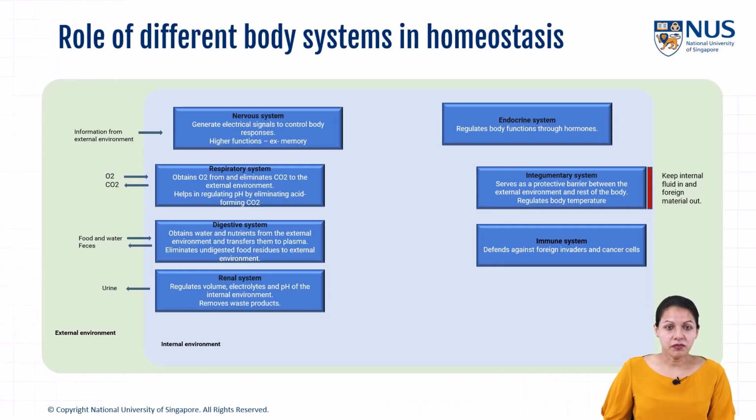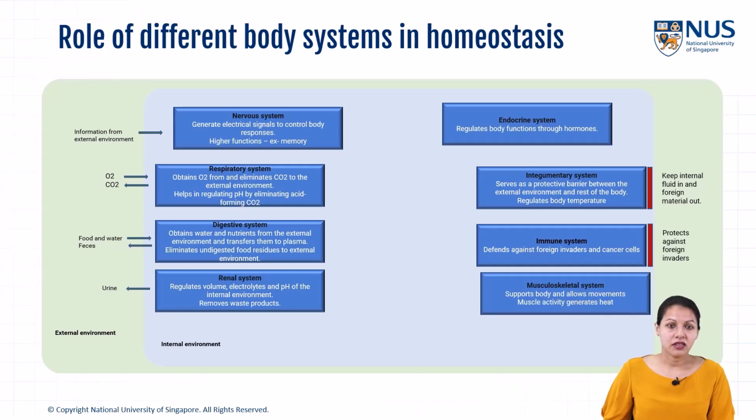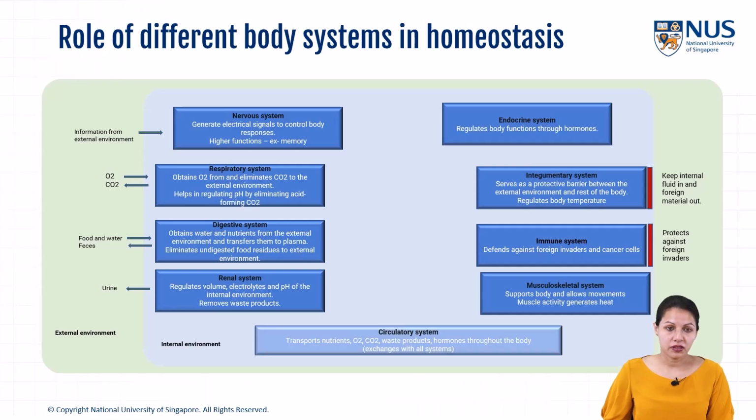The immune system defends against foreign invaders and cancer cells. The musculoskeletal system aids the body movements. The circulatory system plays an important role transporting nutrients, oxygen, carbon dioxide, waste products, and hormones. So it interconnects with all the other systems. The nervous system and endocrine system are important because they signal to regulate the functions of the other organ systems.